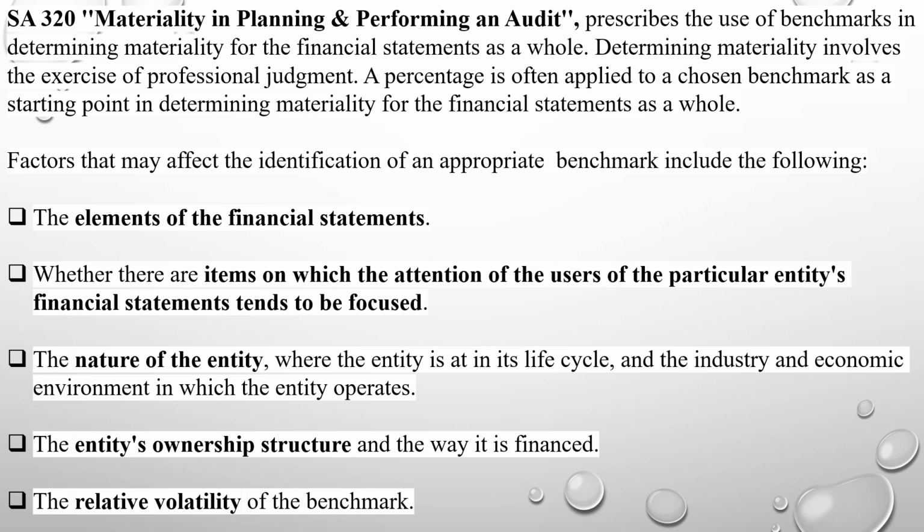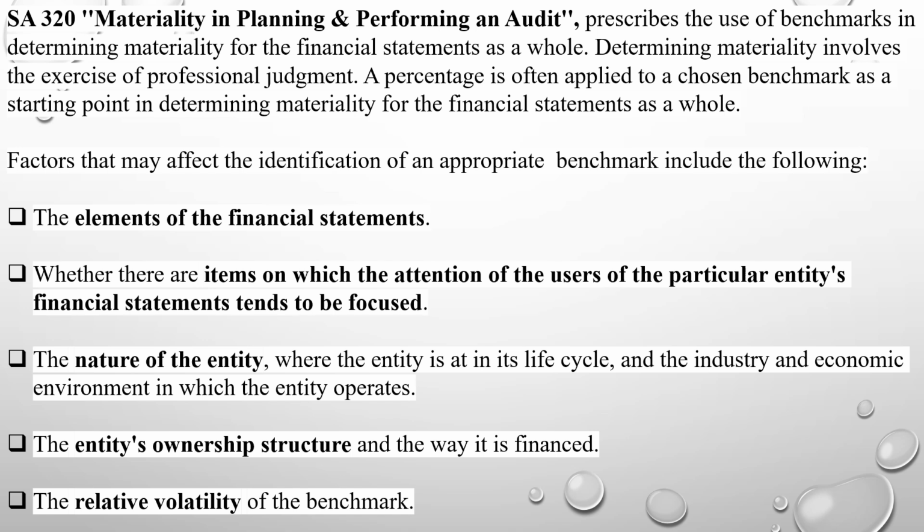First, the elements of the financial statements, for example, assets, liabilities, equity, revenue, or expenses. Second, whether there are items on which the attention of the users of the particular entity's financial statements tends to be focused. For example, for the purpose of evaluating financial performance, users may tend to focus on profit, revenue, or net assets. Third, the nature of the entity, where the entity is at in its life cycle, and the industry and economic environment in which the entity operates.